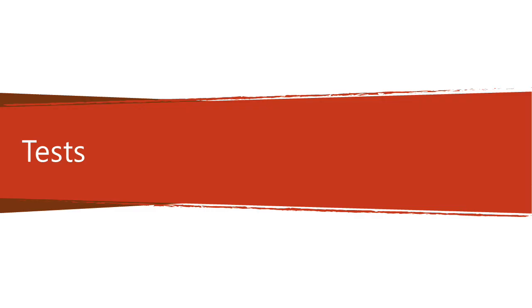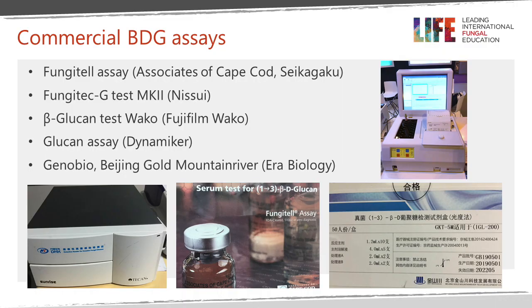So there are various different tests on the market. Here are some of the tests that are available, and we will show you some of these in the following videos. So there's a Fungitell assay, which is with Associates of Cape Cod and originated from Japan. It's the Seikagaku Corporation. There is a Fungitec G test produced by Nissui. Wako have launched their own test, which is a single assay test, and there's a photograph of the machine on the right here. This company has merged with Fujifilm.